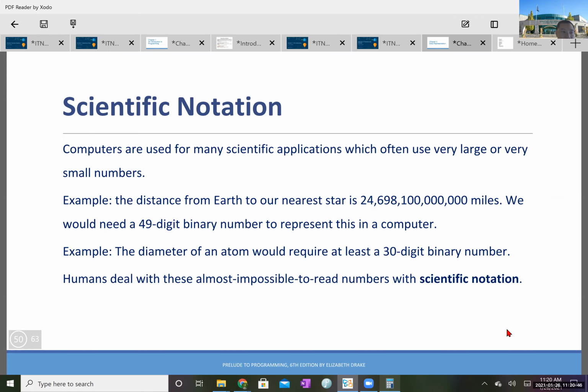Now, so we move to the scientific notation. The computer is normally used for many scientific applications and is often used for very large or very small numbers here. Some of the numbers are very huge. Think about the distance from the Earth to the nearest star here, and you see for this one you need a 94-digit binary number to represent it in the computer here. And in the case of the diameter of an atom, very tiny, you need a 30-bit binary number here.